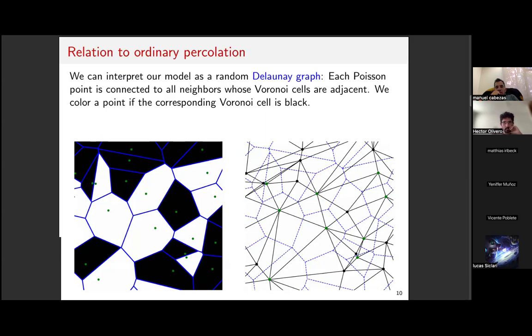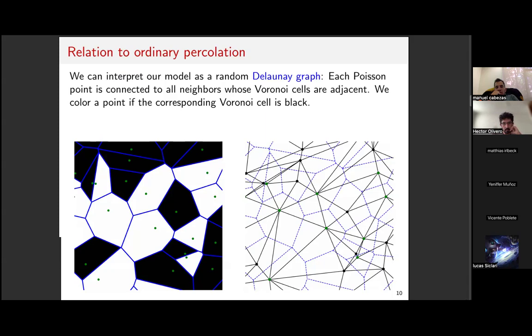You see it's just the same picture on both sides. Here we have the interpretation as a random area that we color. Here we have a random graph, and we color the vertices of this random graph, and then it fits more into the classical percolation scheme that you would normally have.